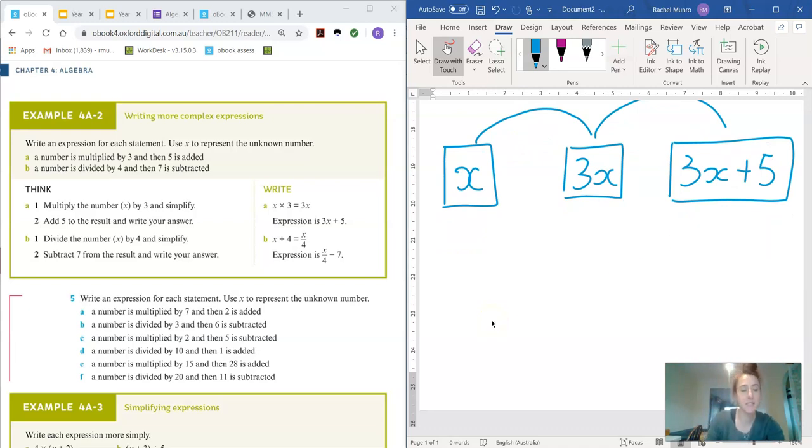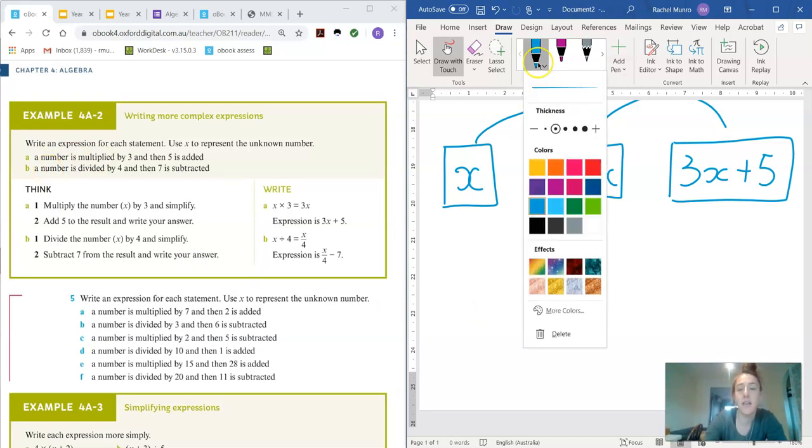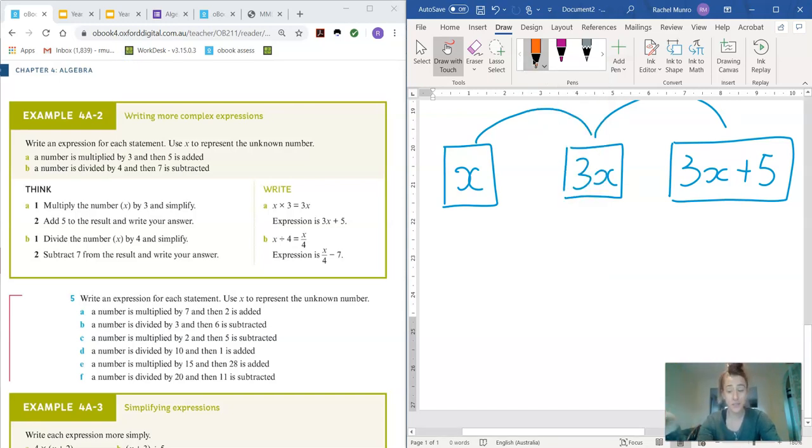Okay, the next part is that we've got a number, and it's divided by 4, and then 7 is subtracted. I want you to read the question 3 times before you even do anything. So a number is divided by 4, and then 7 is subtracted. One more time. A number is divided by 4, and then 7 is subtracted. So we're still starting with our x first up.